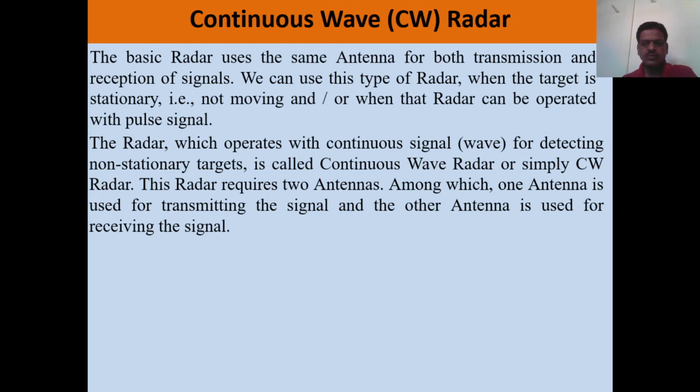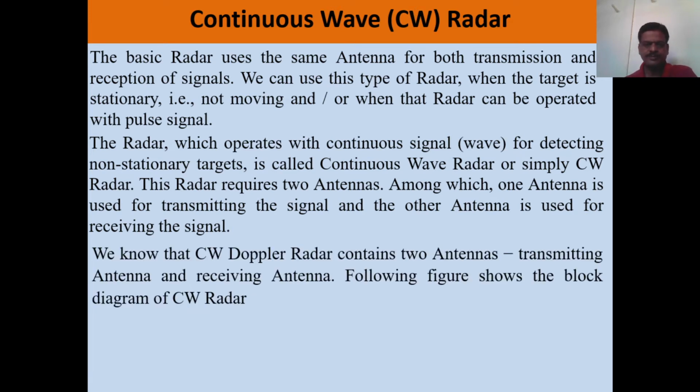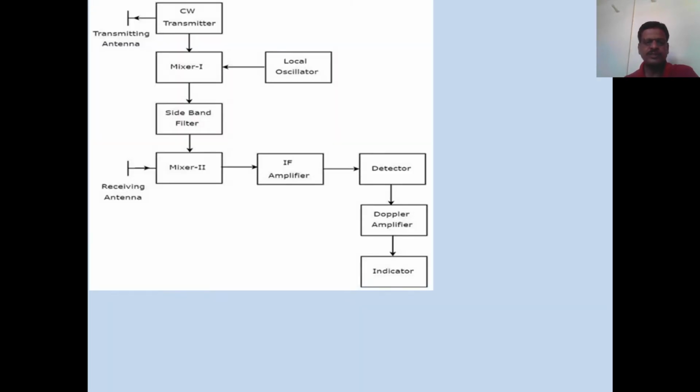Okay, so this is the continuous signal radar. We know that CW radar contains two antennas. One is known as the transmitting antenna, another is known as the receiving antenna. And the block diagram of continuous wave radar is like this. This is the continuous wave radar system for detecting the moving target.